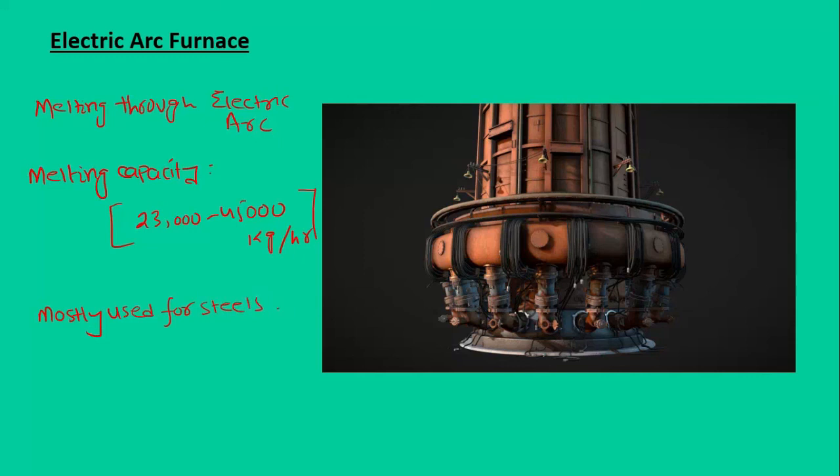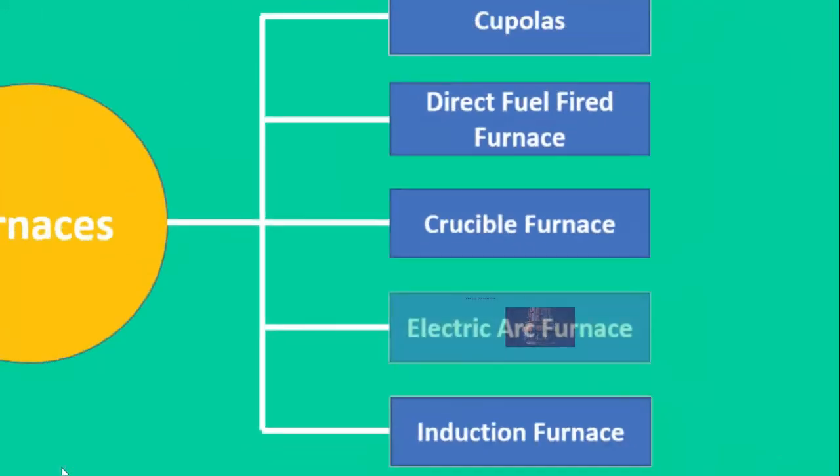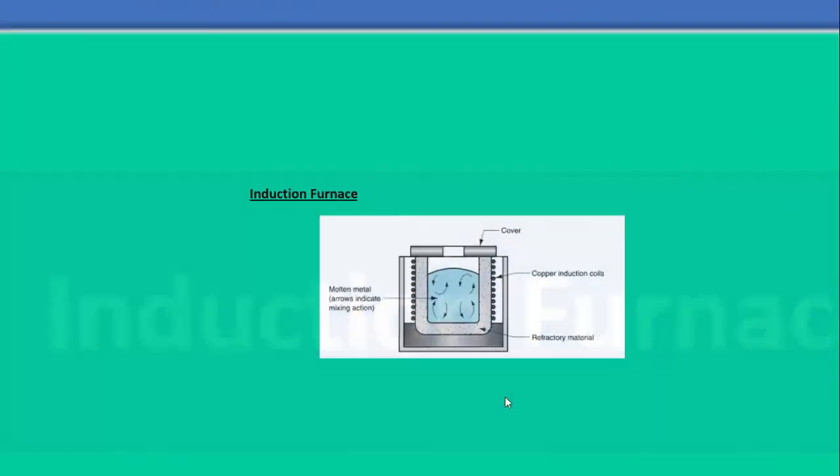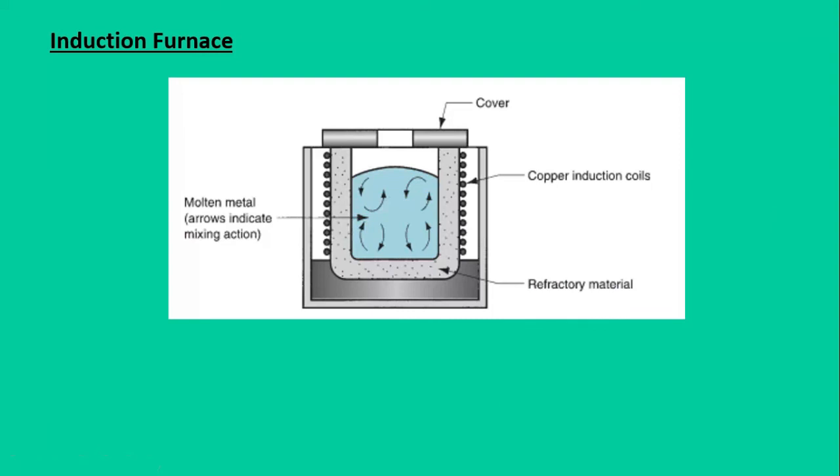Then there's the last type of furnace that is used in the foundries, that is known as the induction furnace. As the name suggests, the induction furnace uses induction current for generating heat. It uses alternating current passing through coils to develop a magnetic field in the metal, and the resultant induced current causes rapid heating. So once we have the magnetic field which induces the current into our material, because of this induced current, there is rapid heating and melting of the material.